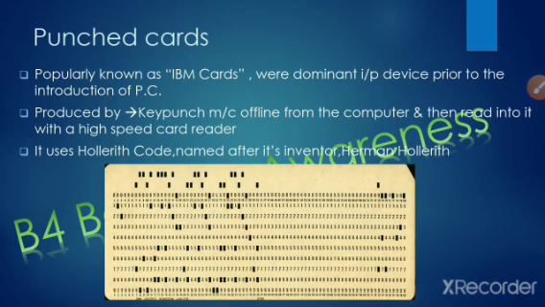Now the next one is the punch card. They are popularly known as IBM cards and they were the dominant input device prior to the introduction of the PC. They were produced by a key punch machine offline from the computer and then read into it with a high speed card reader. It uses Hollerith code, named after its inventor Herman Hollerith. It is a very important point and a question can be asked as to which cards are called IBM cards. Then your answer should be punch cards.